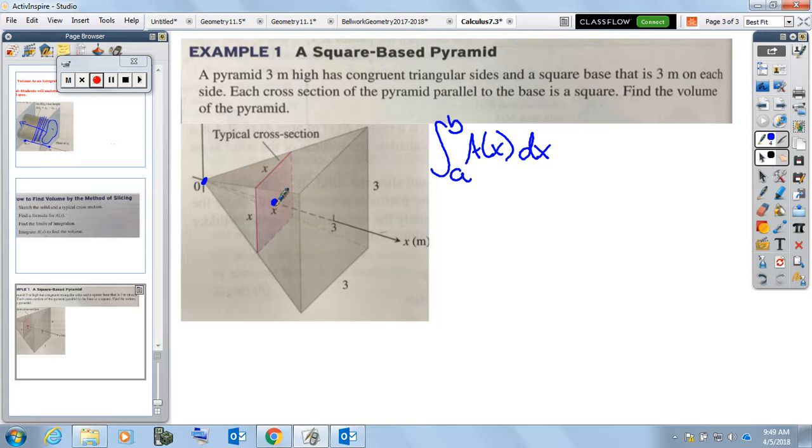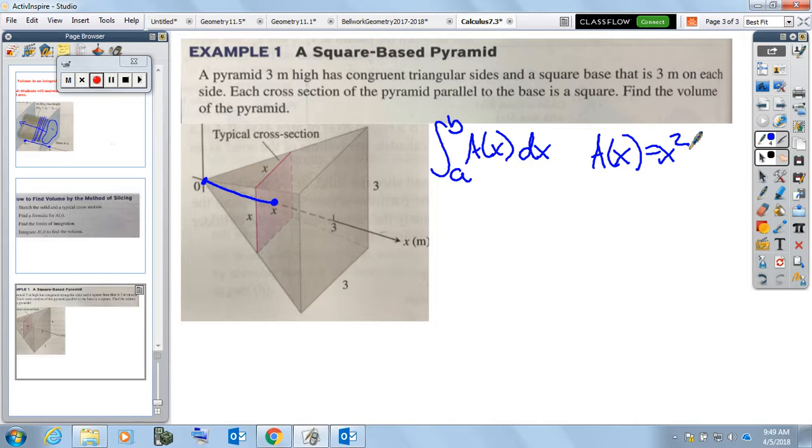So at any point, I'm going to slice it. If that value is x, to find the area of a square, it would be just simply side squared. Well, the value from 0 to x is x. And so the area formula for the cross section in pink is technically going to be x squared, side squared. And so our A of x in this case is going to equal x squared.